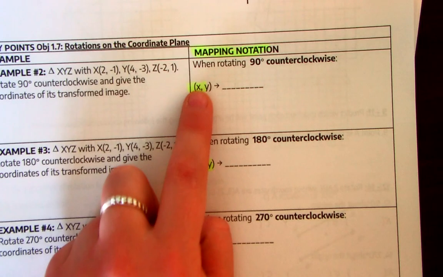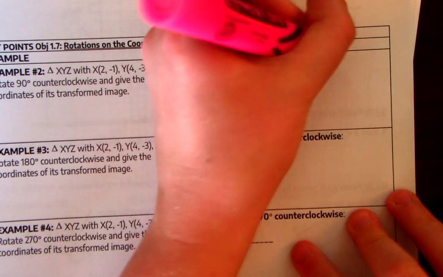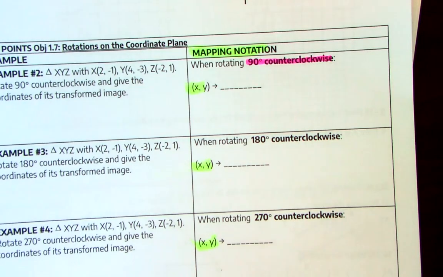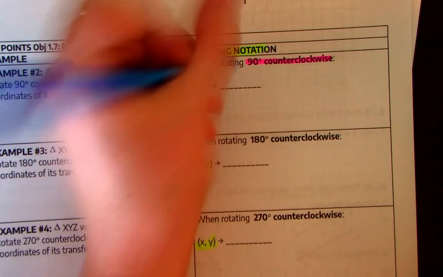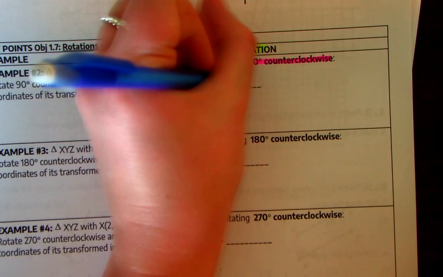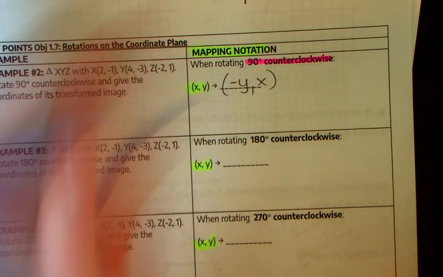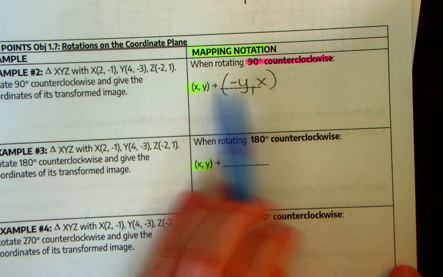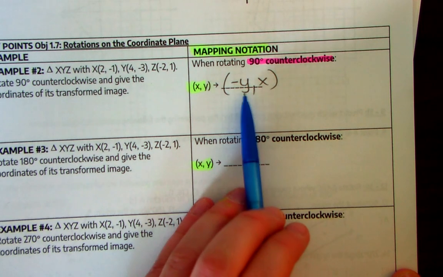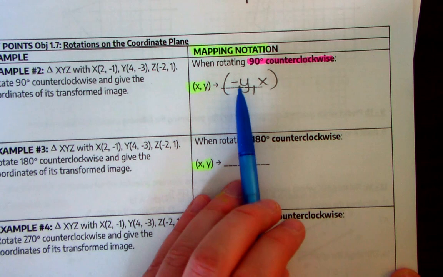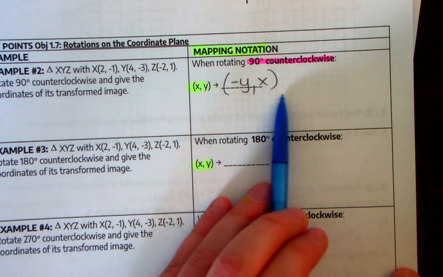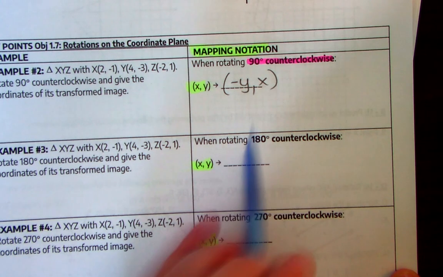So if we're on the coordinate plane and we rotate something 90 degrees counterclockwise, what will always happen is that (x, y) will map to (-y, x). Meaning the new location of the image will be that x and y flip spots and y will become the opposite sign.